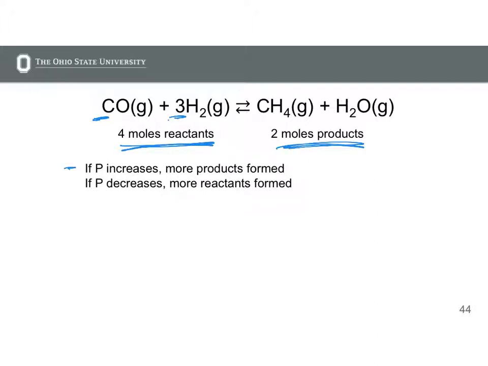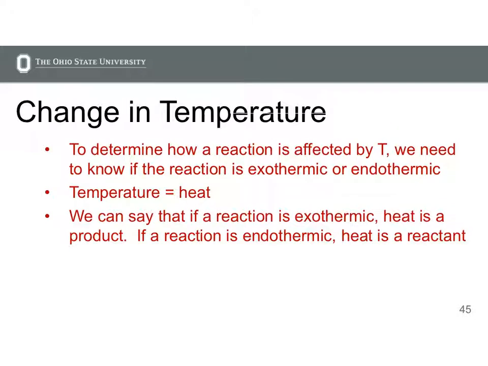And so if we increase the pressure, we favor the side with the fewer moles of gas, so we form more products. If the pressure decreases, we favor the side with the largest moles of gas, and that's the reactant side. So more reactants are formed to reach equilibrium. Okay, questions on that?